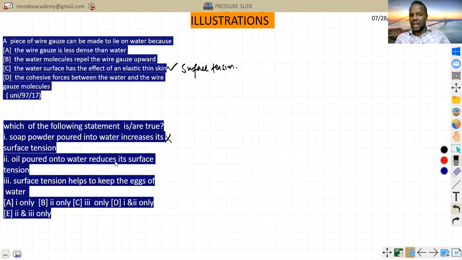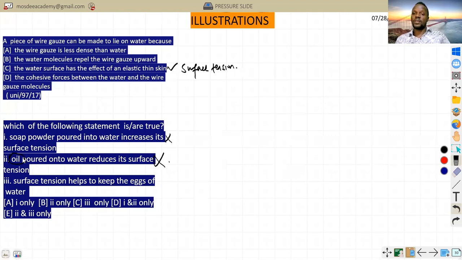Oil poured into water reduces its surface tension. Oil might not be an impurity. As we've talked about, we have two types of impurity: soluble impurity and insoluble impurity. So you need to be careful about this. This is still wrong. You can't say oil will reduce the surface tension, because when you put oil on top of water, what happens? It will stay on top, right? And it should actually reduce. We should keep that at the back of our mind.